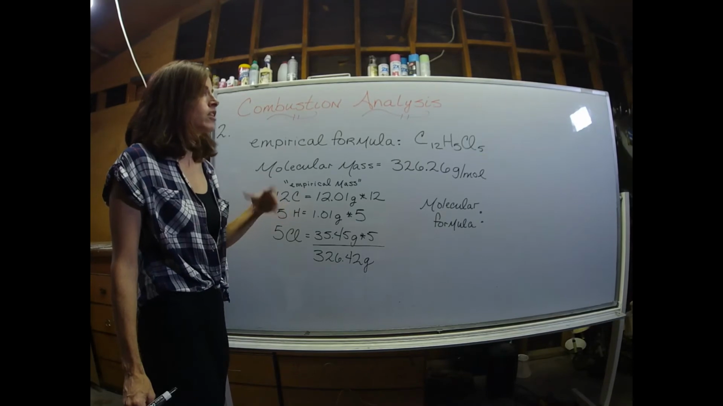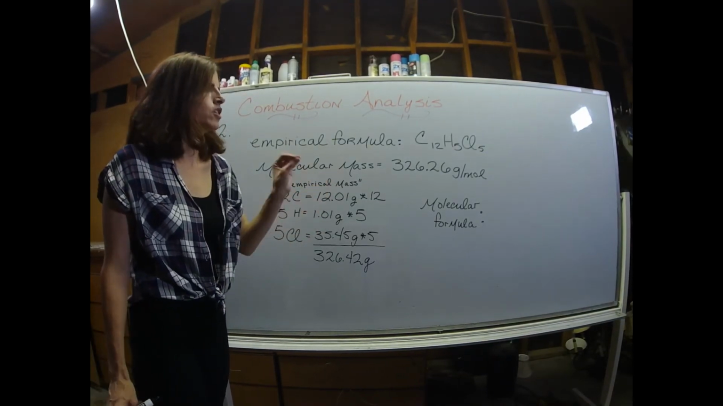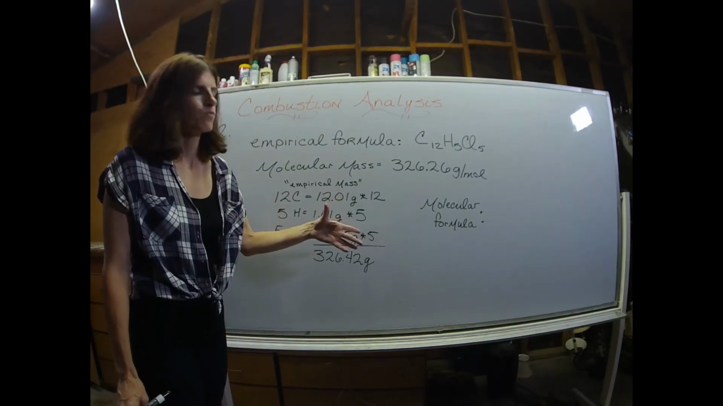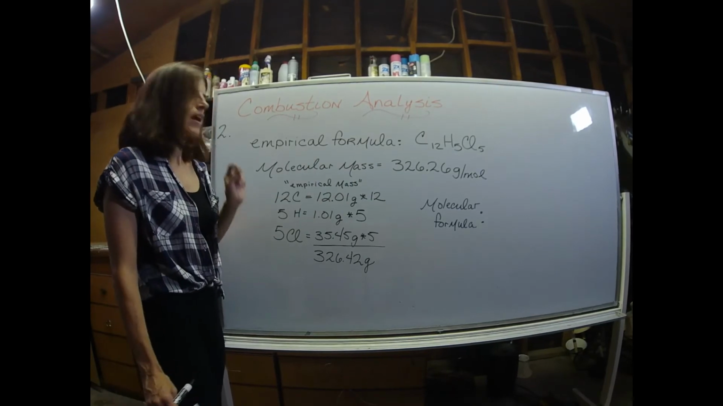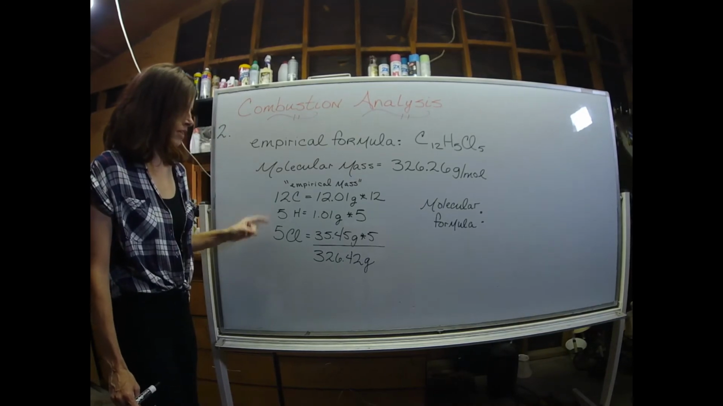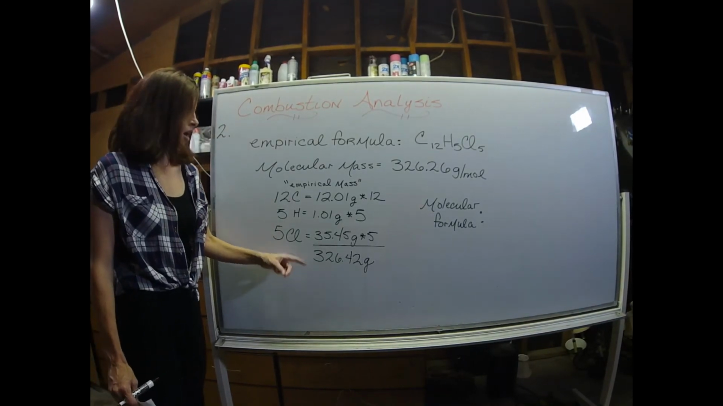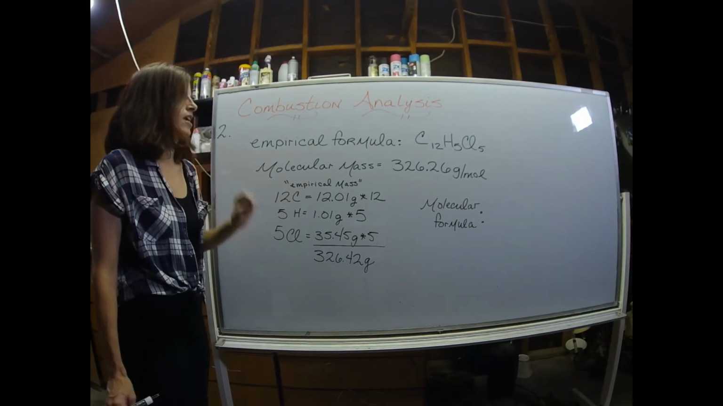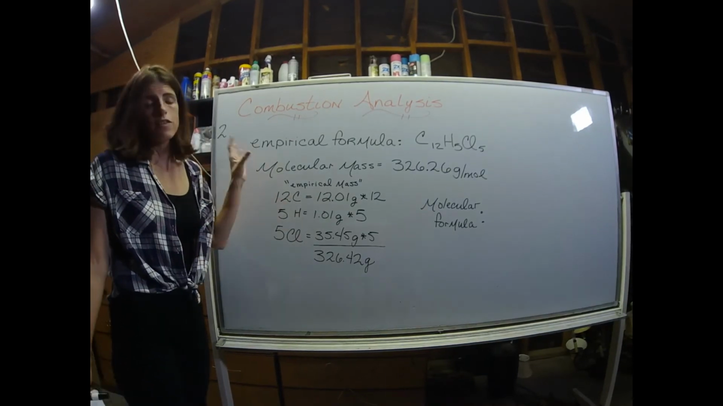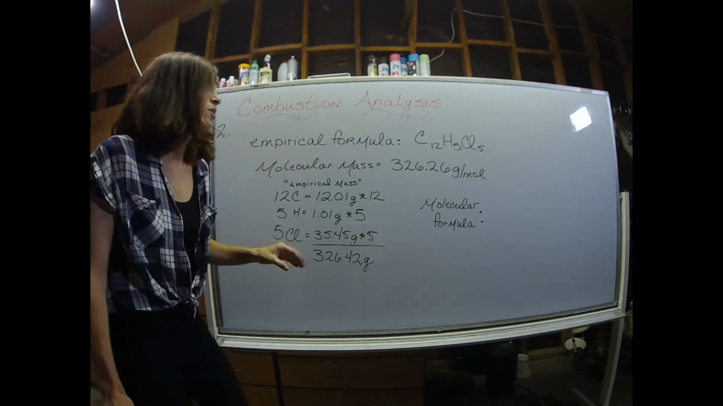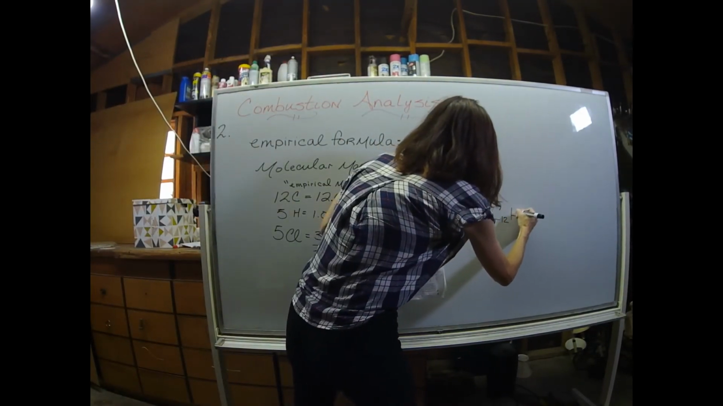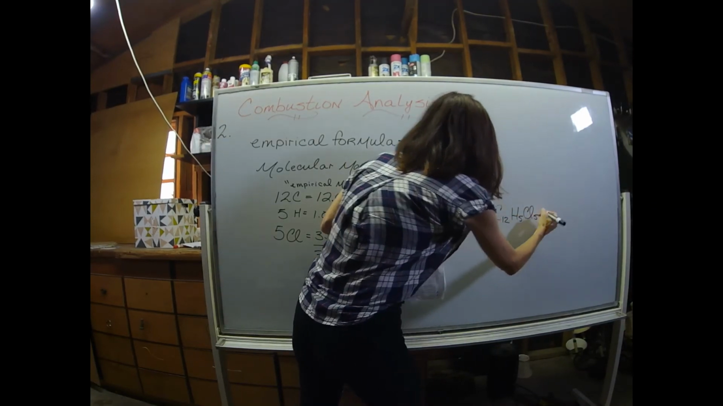Now that we've established that the empirical formula of the PCB is C12H5Cl5, our next job is to determine the molecular formula. We're given a molecular mass, and we need to calculate the empirical mass. So I took all the values and did that. Lo and behold, our empirical mass is the same as our molecular mass. And this does happen. That means they're a 1-to-1 ratio. They're one and the same. So our molecular formula is also going to be C12H5Cl5.